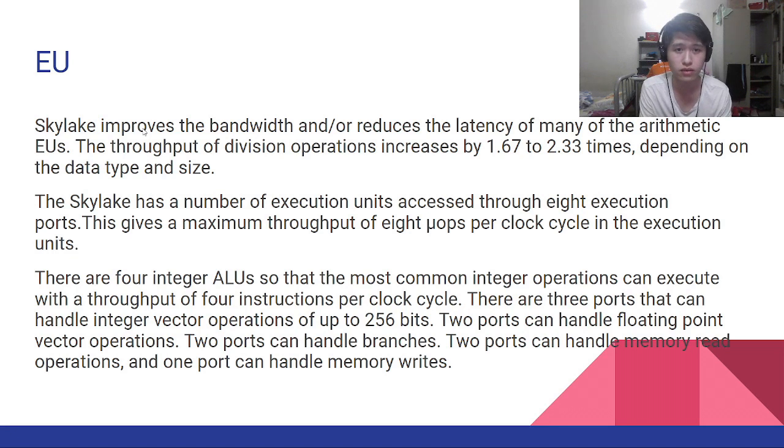Skylake has a number of execution units accessed through 8 execution ports. This gives a maximum throughput of 8 micro-ops per clock cycle in the execution units. There are 4 integer ALUs, so the most common integer operations can be executed with a throughput of 4 instructions per clock cycle. There are 3 ports that can handle integer vector operations up to 256 bits. 2 ports can handle floating point vector operations. 2 ports can handle branches. 2 ports can handle memory read operations, and 1 port can handle memory writes.